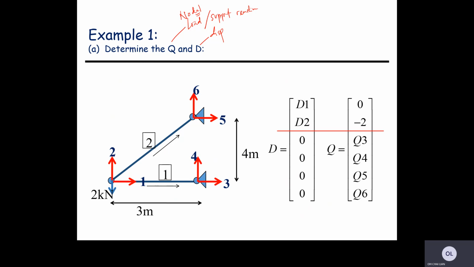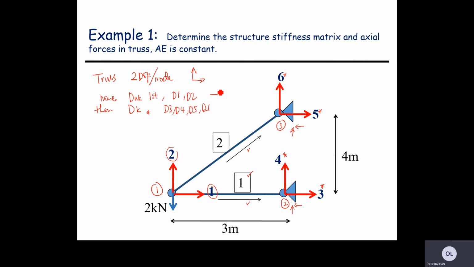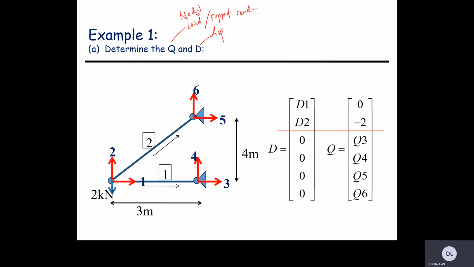Now we know that D1 and D2 are the unknown D, and D3 to D6 are equal to 0. Therefore, we can fill the vector for D here. D1 and D2 are unknown, then D3 to D6, we know the value and they are all 0. They might have a value in a case like a support displacement, but not in this case.